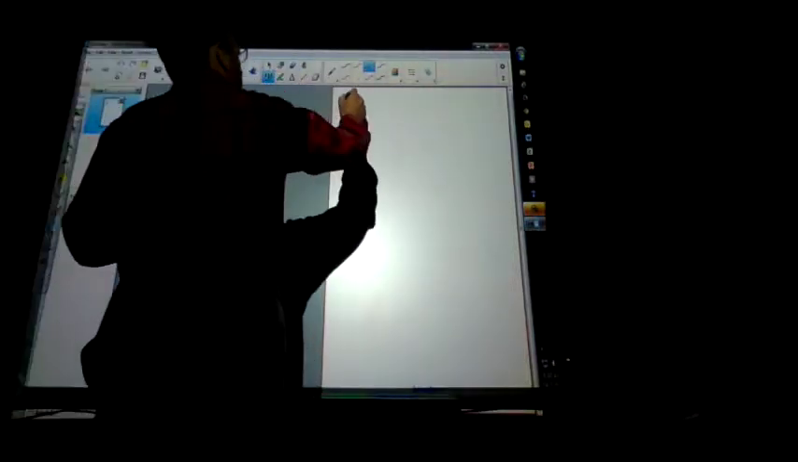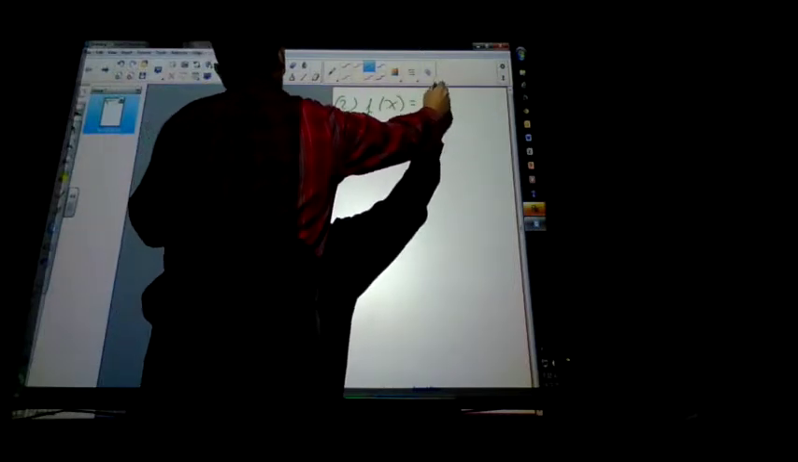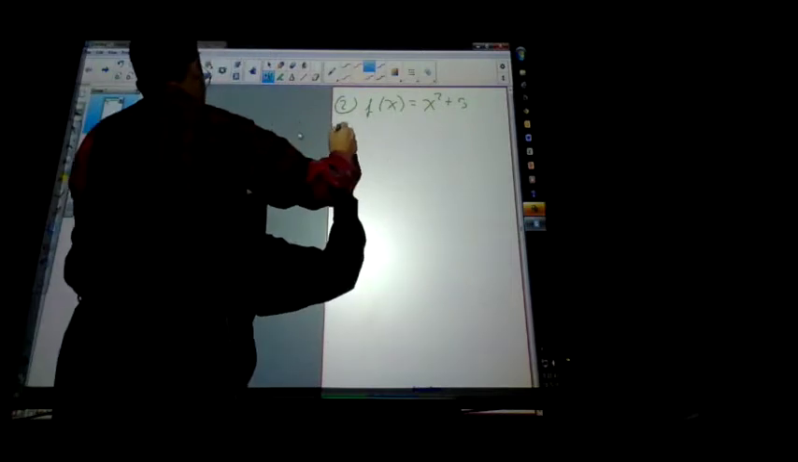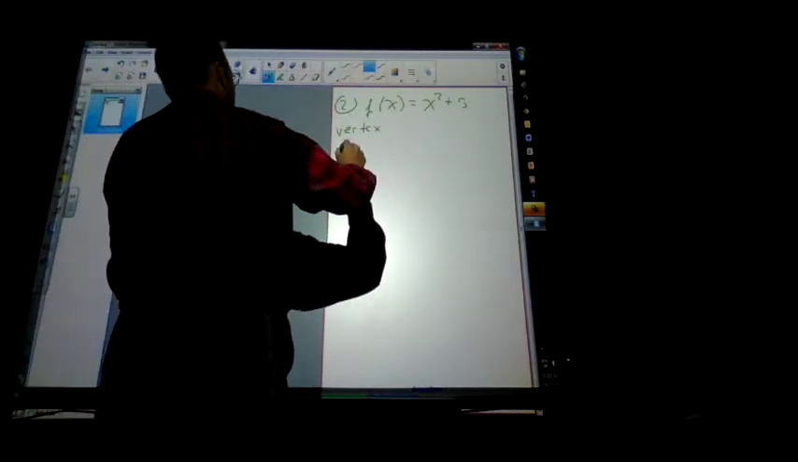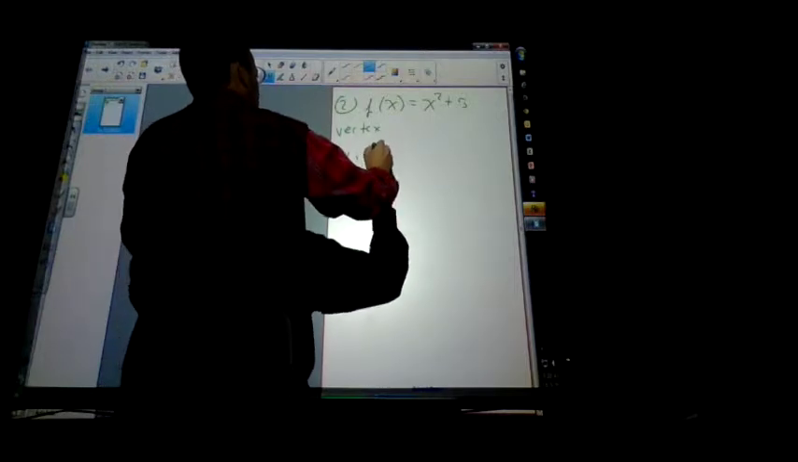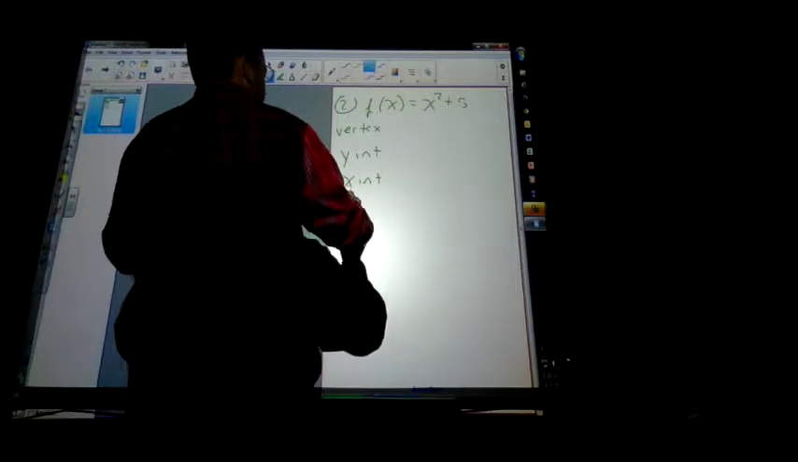Convince your other teachers. All right, so problem number two. We have this, and they want to know the vertex, see if we can answer this, and the y-intercept, see if we can answer this, and the x-intercept, see if we can answer this, as well as the graph. Okay?